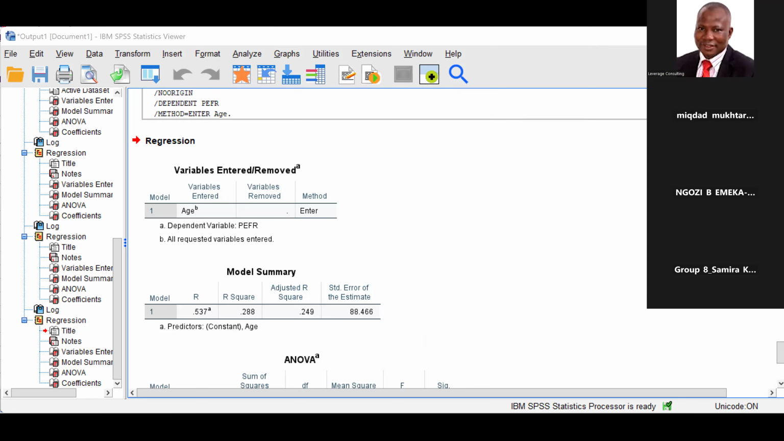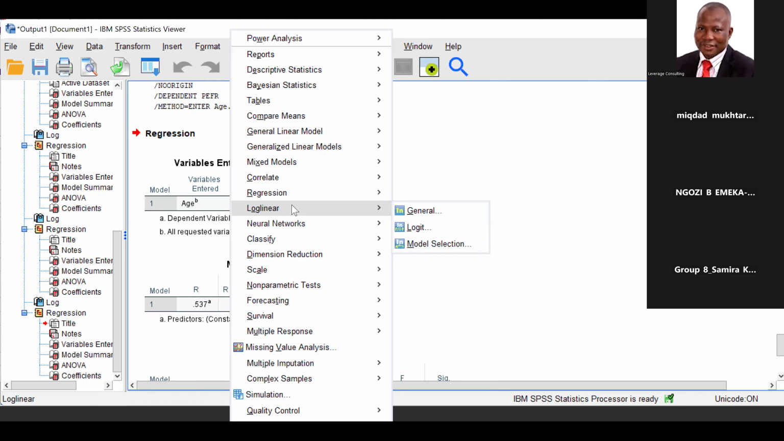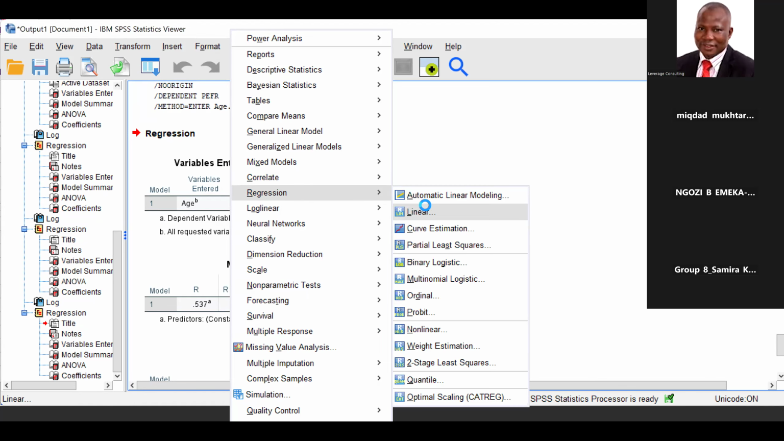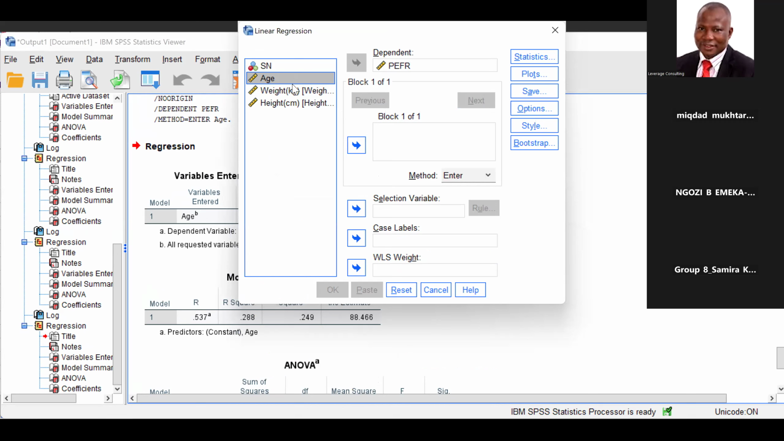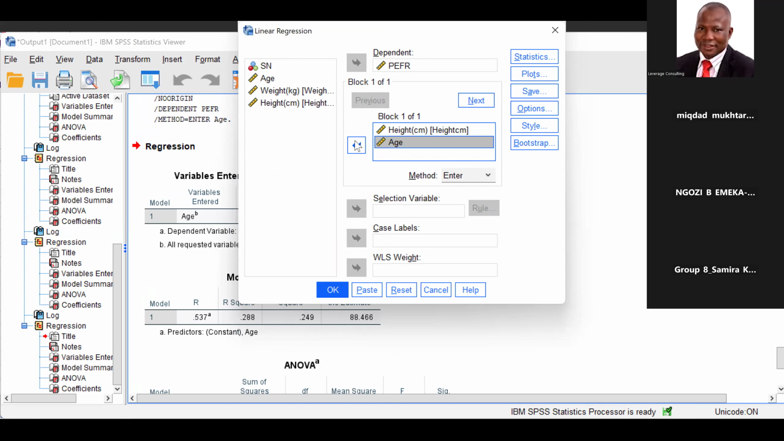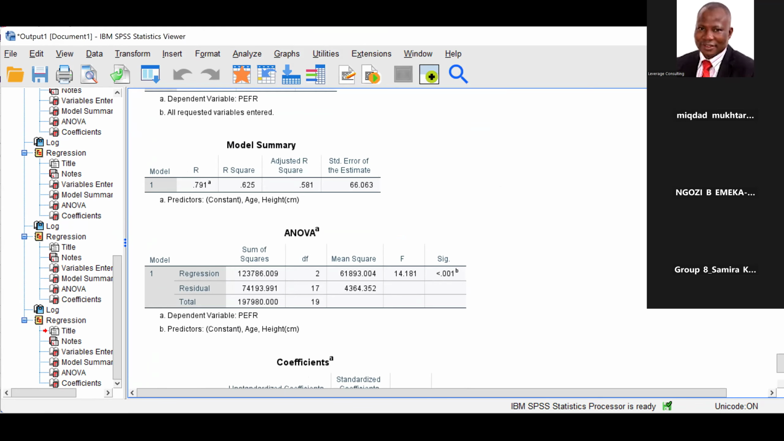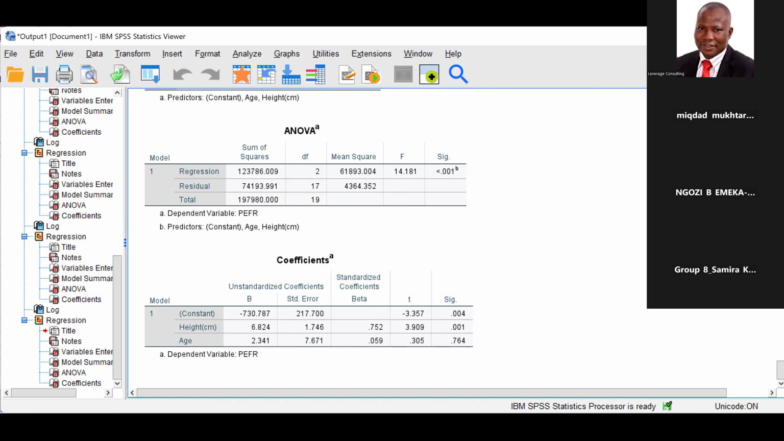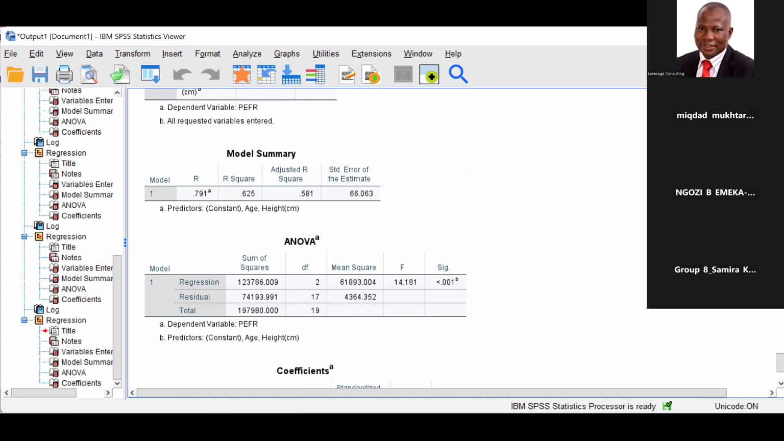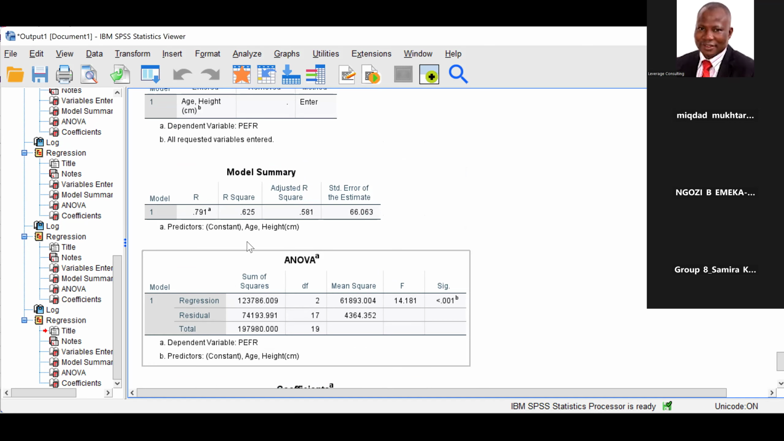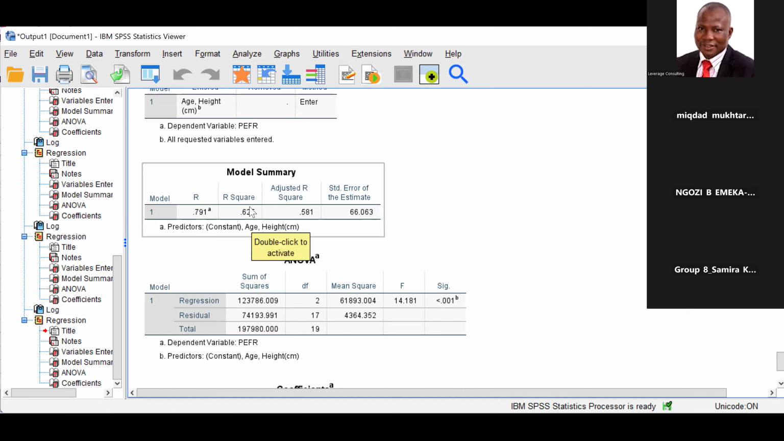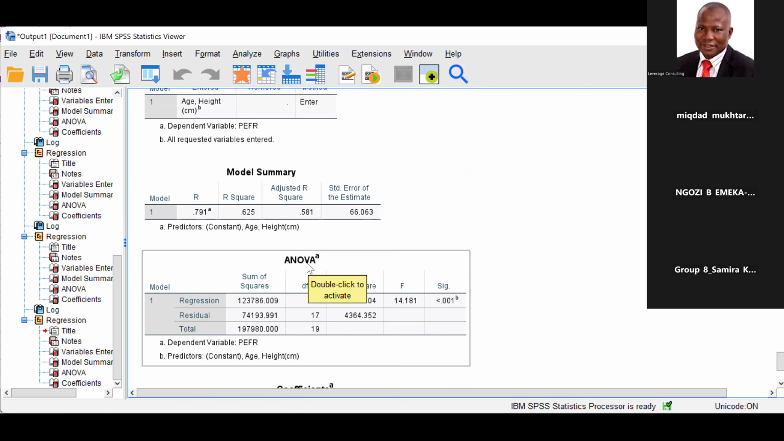We now say regression, linear. Let's put height number one, followed by age, since age is more important than weight there. So we want to see, can you see age and height? Age alone, height alone 62.3, and with age it is 62.5. With height, it's just a 0.2 increase.